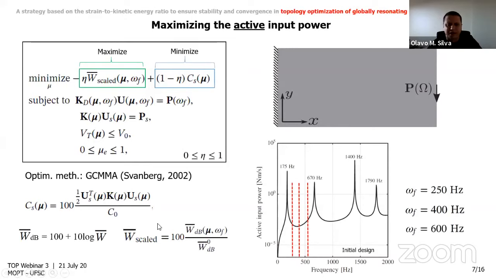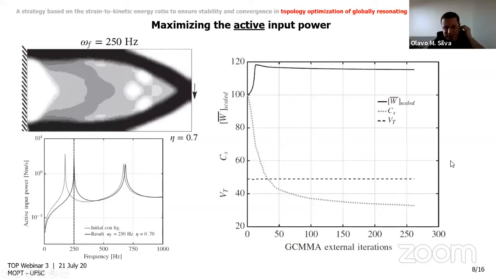For the optimization method, we use the GCMMA, so all functions are normalized. Here we have the first example, considering an excitation frequency of 250 Hertz. The final result is a non-0-1 design with regions with intermediate densities.